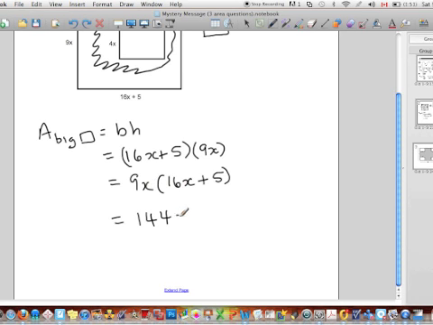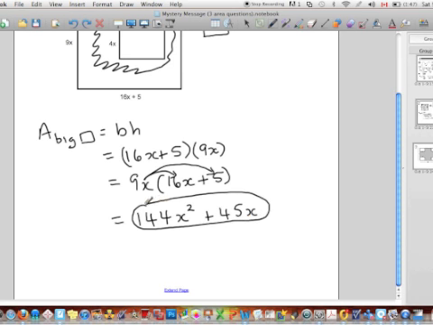x times x is x squared. We're multiplying, so we add the exponents. Plus, this one, 9x times 5. 9 times 5 is 45x. There is no x here, so I do not have an exponent to add onto it, so it just stays x. You look at this, you ask yourself the question, can I add those? The answer is no, they are not like terms. This is x squared and this is x. Okay, that's my big rectangle.